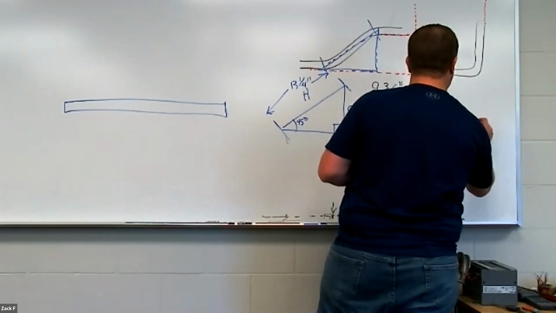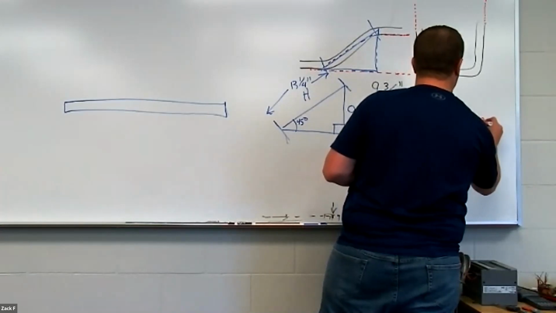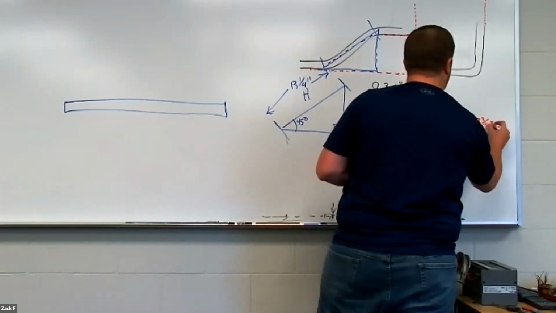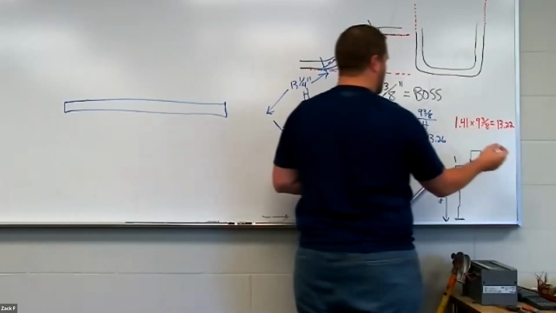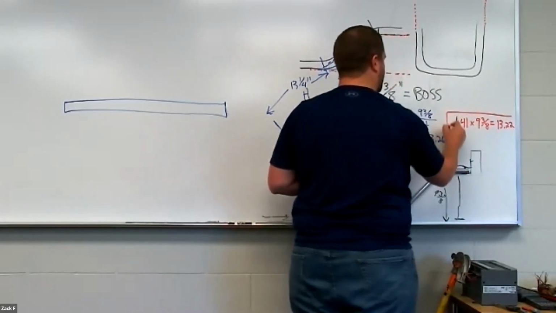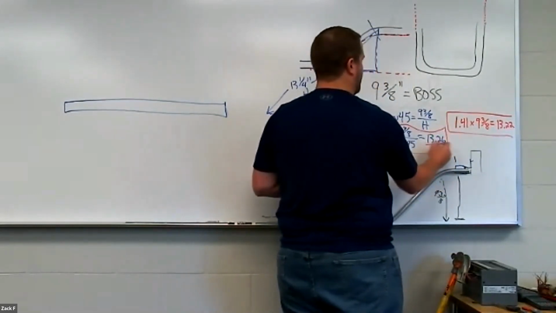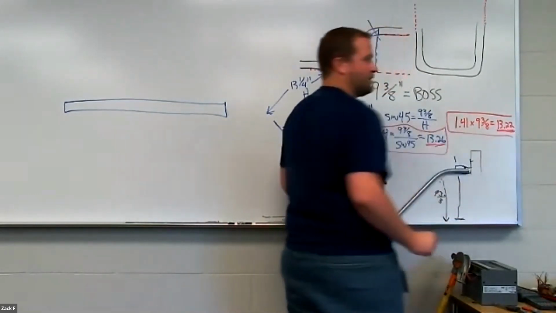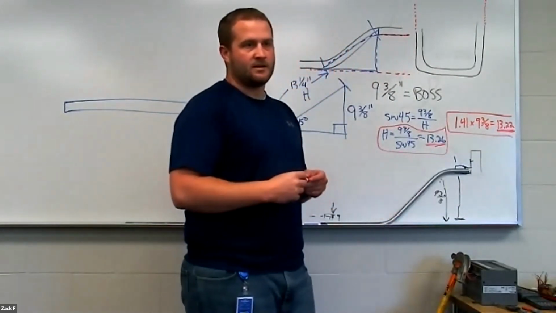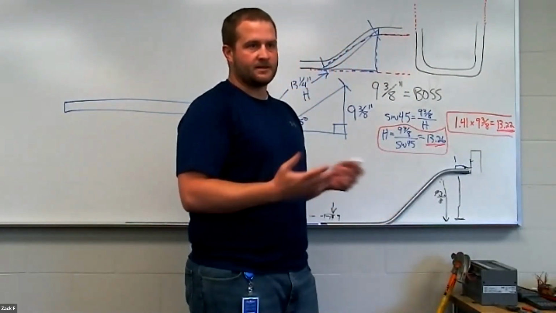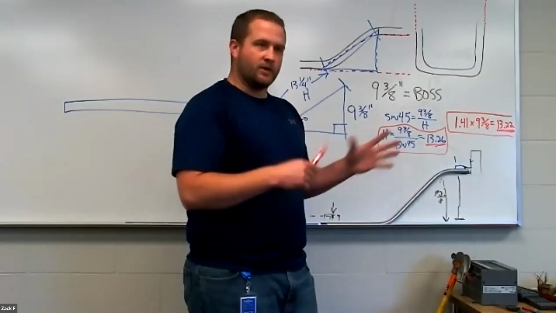13.22. Hang on. 1.41 times 9 3/8 equals what, Tyler? 13.22. So what do you see here and here? More specifically there and there. Right. Same thing. Yeah. Basically. So you can do it one of two ways.